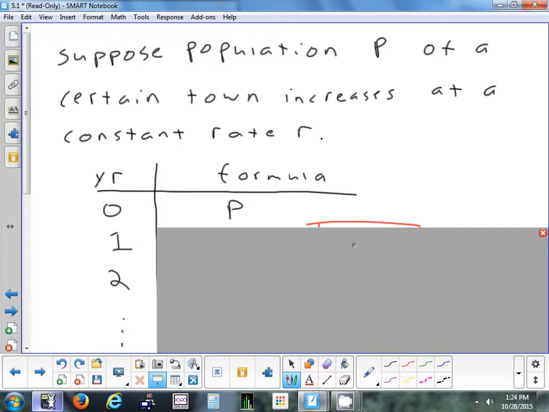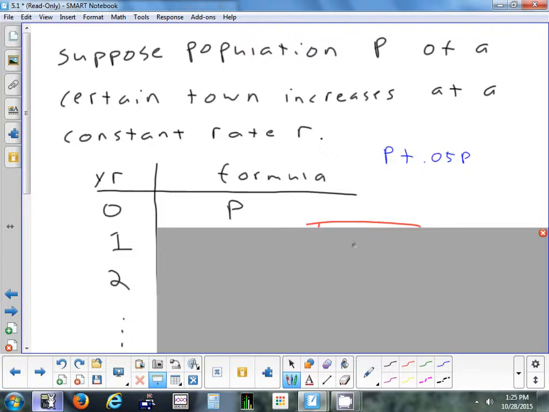In year one, I still have all the people I had, plus, how would I figure out the increase? Let's say it went up 5%. We can just use an example. How do you find 5% of P? 0.05P. So you take your population plus your growth rate times your population. That's how you find the increase. Original amount plus your increase percentage times your original amount. It's always those three things.